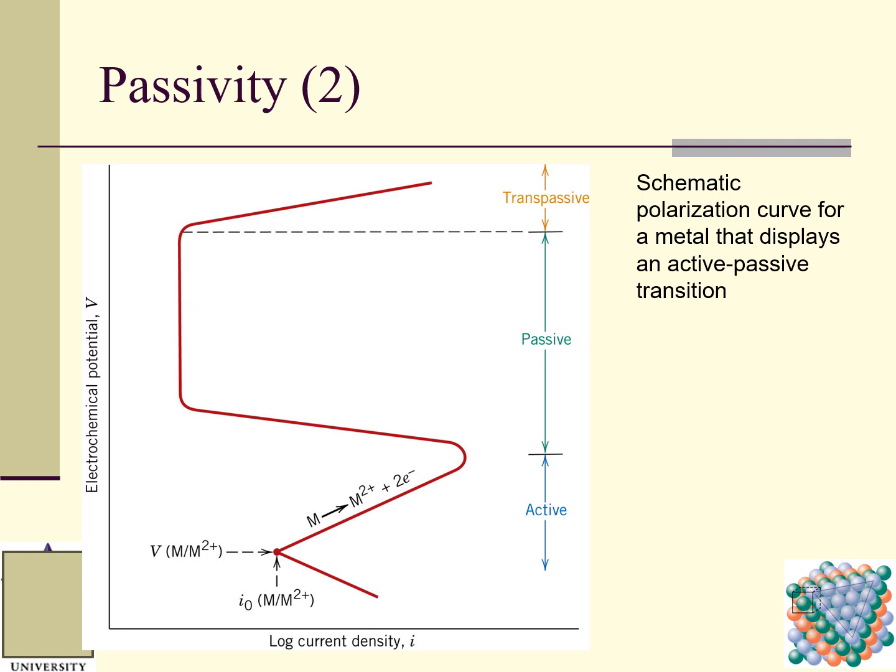For the passive zone, that means the I does not change. I remains the same, even though you increase electrochemical potential V. And above this is a dotted line, and we call this transpassive. So this is a schematic polarization curve for metal that displays active and passive transition. Any questions regarding this slide?